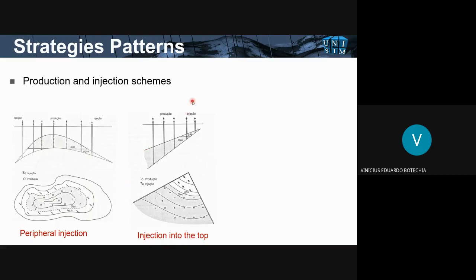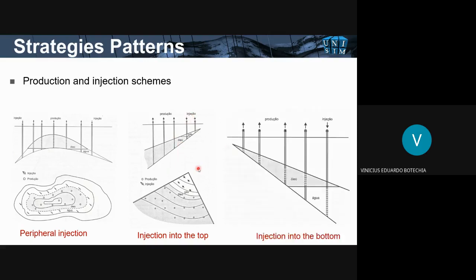When you inject in the layers at the top of the reservoir and produce from the lower layers of the reservoir, this is more common for reservoirs with a gas cap, right? Because you can use the difference in fluid densities to make the injection-production pattern. And similarly, we have injection to the bottom, right? Where you inject in the bottom, in the lower layers, and produce in the top layers.